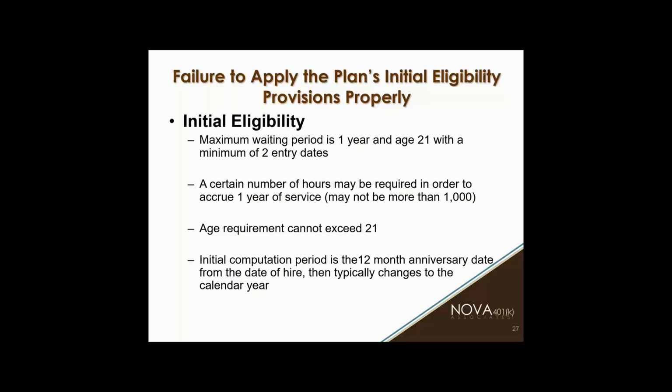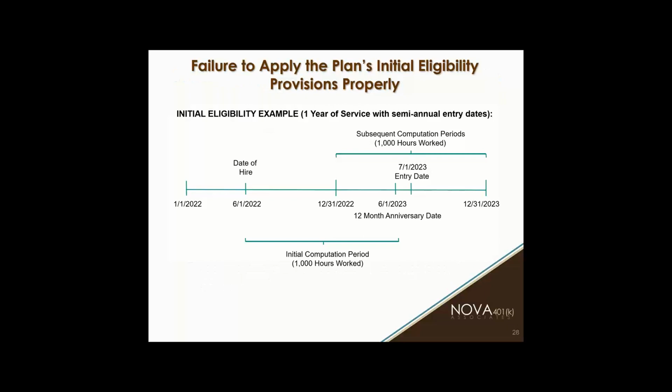So that sounds very complicated, but this is what it looks like. If you hire somebody, for example, in June of 2022, you go to the 12-month anniversary date, which would be June 1st of 2023, and you ask the question, did they work 1,000 hours in that period? And you can see it crosses calendar years, right? So the initial computation period is required to be the 12-month anniversary date from the original date of hire, not a rehire date or something like that, okay?